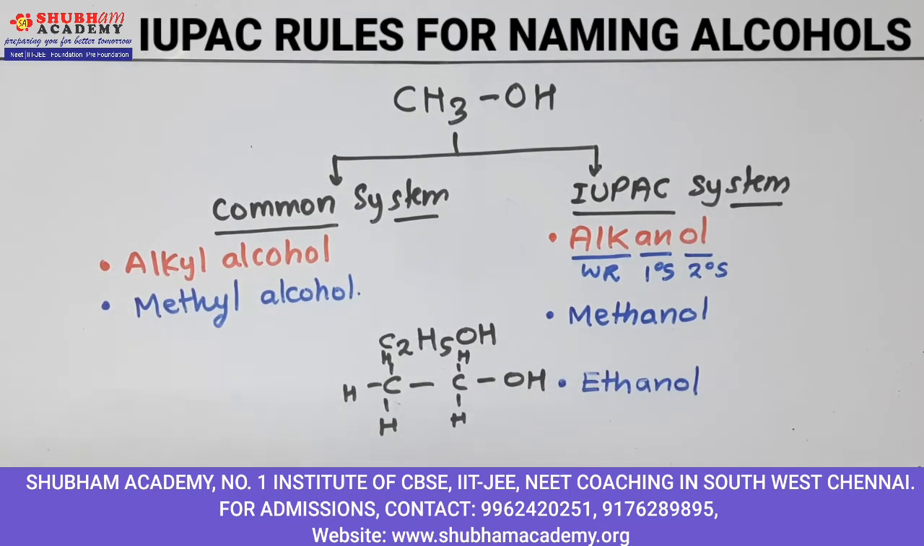Now see the common name. This C2H5 is ethyl, so this is ethyl. Then you have to leave one space. The name of the functional group is alcohol, so this is alcohol. Right, so the common name of this compound is ethyl alcohol. Okay, we'll see some more examples.